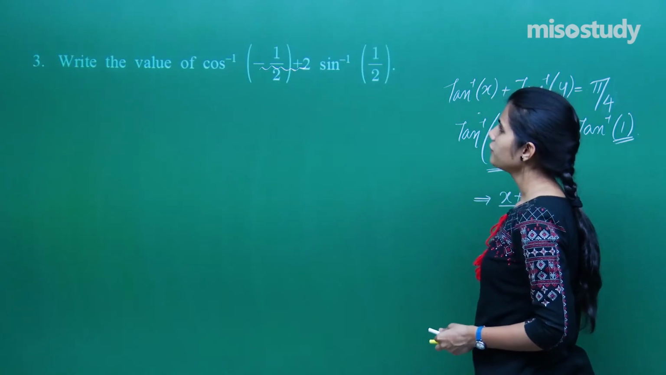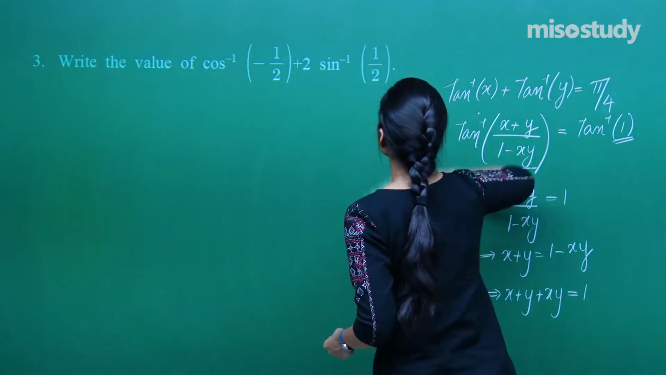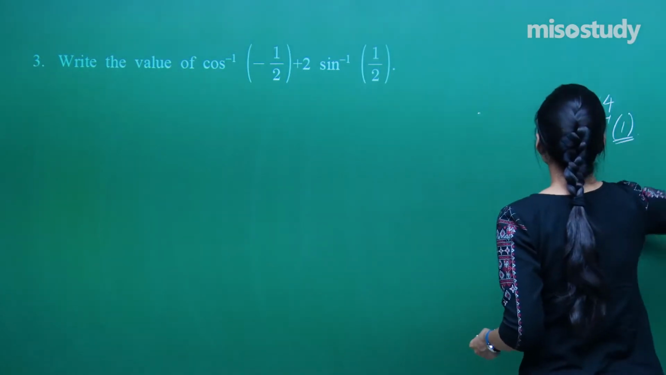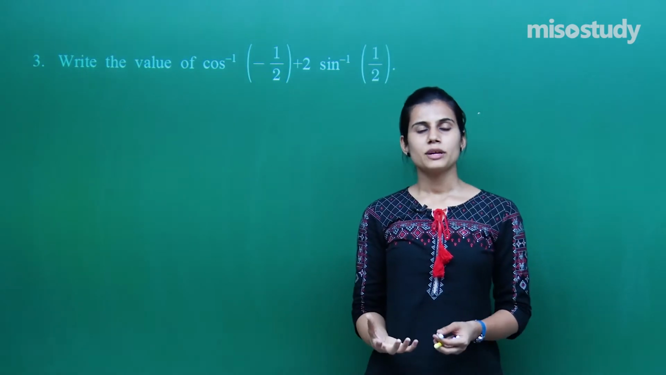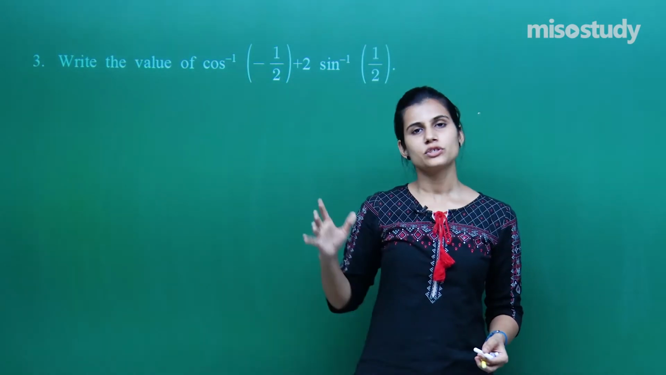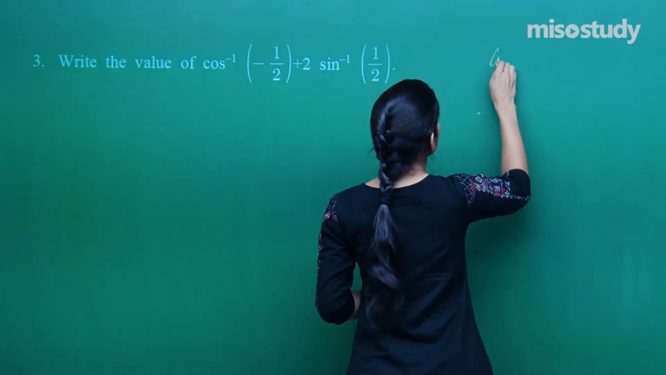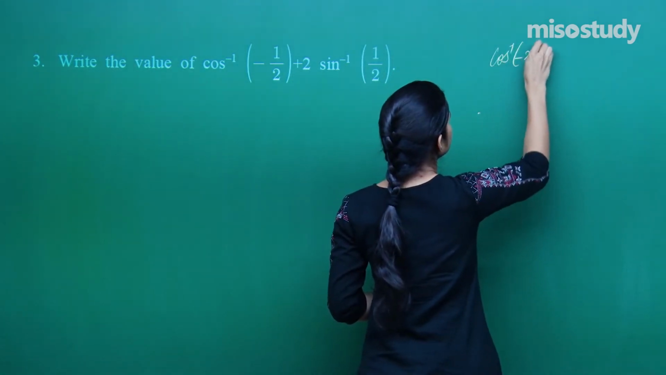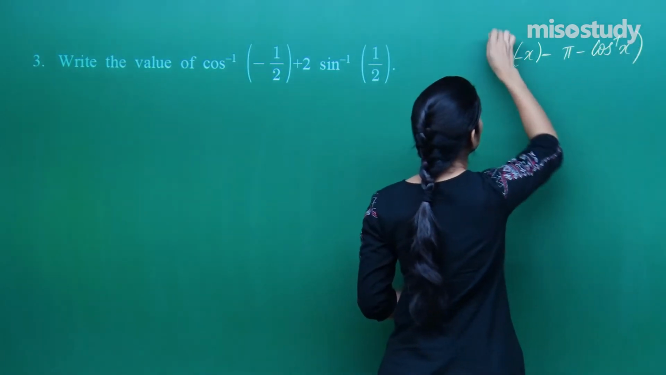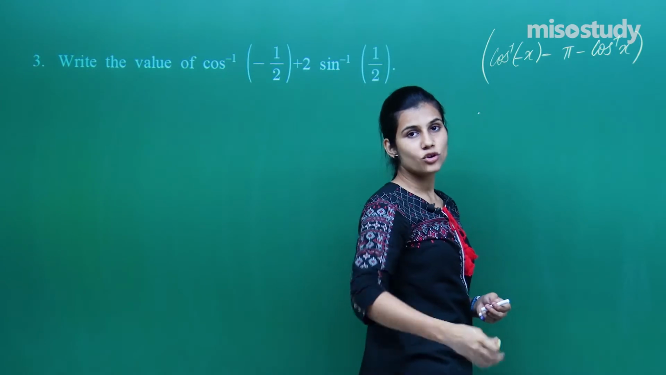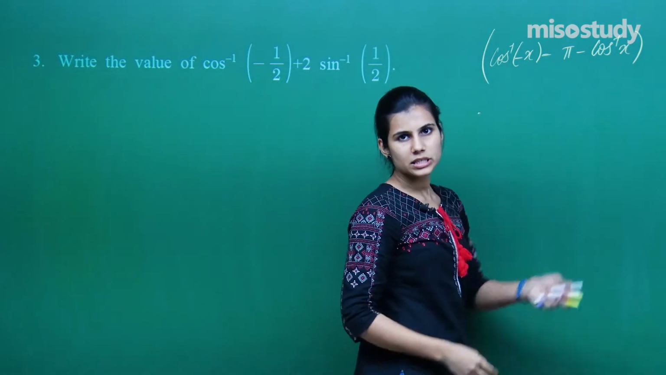Next question we have: write down the value of cos inverse of minus half plus 2 times sine inverse of half. Now if you remember, there was a property which we did, about which inverse trigonometric functions pull out the minus sign and which do not. Over here we know that cos inverse of minus x is pi minus cos inverse x. It does not take out the minus sign, it actually brings a pi into the picture, and that's what it turns out to be.